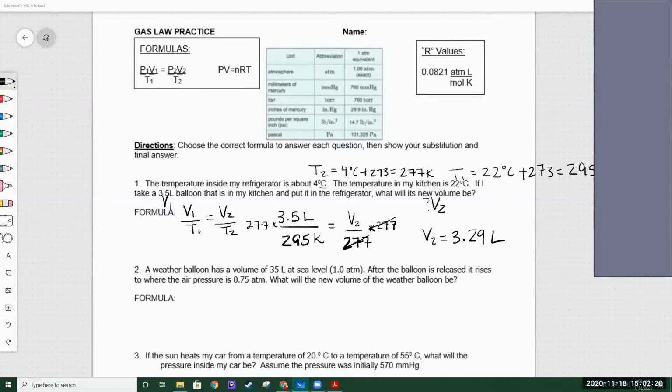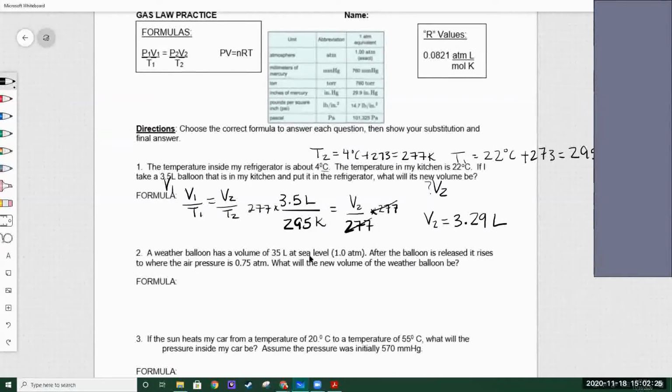For the second one, it is asking: the weather balloon has a volume of 35 liters at sea level. The pressure is 1 atmosphere. Again, I love liters for volume, love atmospheres for pressure. After the balloon is released, it rises to where the air pressure is 0.75. Again, atmosphere is great. I love that I have atmospheres. And I want to know what the new volume is. So here's my V1, here's my P1, this is my P2, and I want to figure out V2.